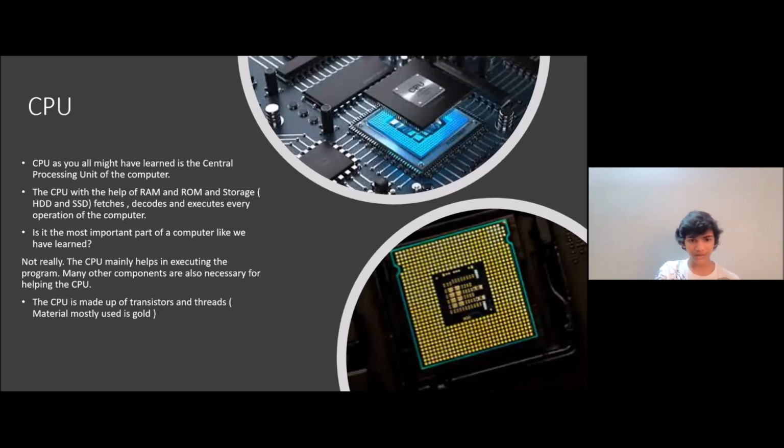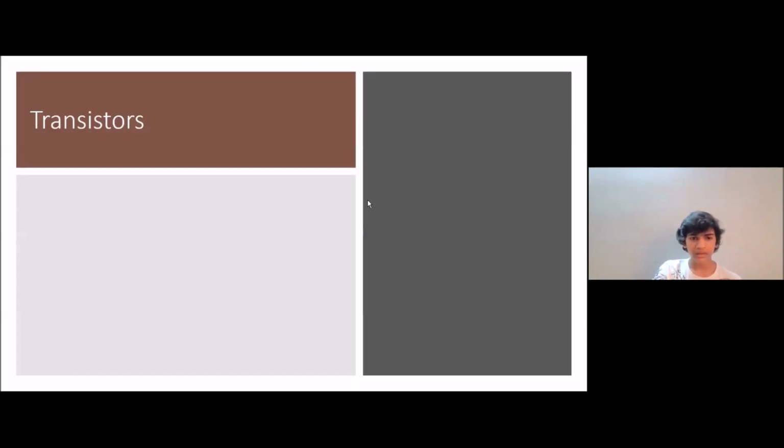Even in budget laptops or any budget device, gold will mainly be used. And in gaming laptops, when you search for, say, an Intel Core i9, it will be expensive because CPU performance requires more threads and more transistors to work more efficiently. So now let's look at what transistors are.